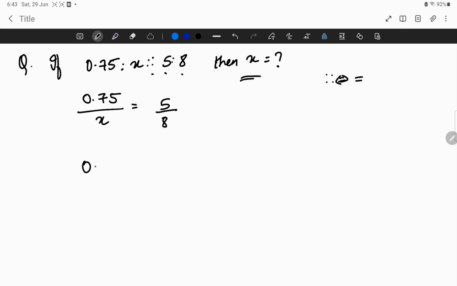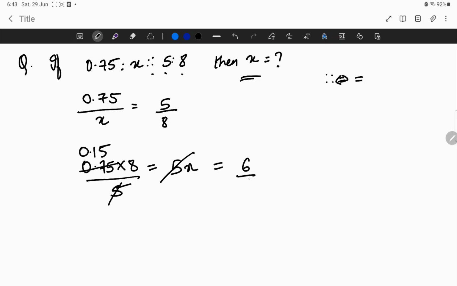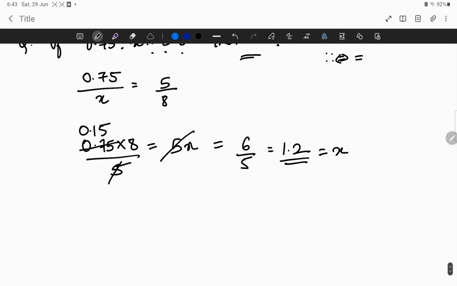So we cross multiply here. So 0.75 into 8 is equal to 5x. We divide this by 5 and this gets cancelled then. 5 ones are 5, 0.15. So your x is equal to 0.15 into 8, which is 6 by 5, which is equal to 1.2. So your x is equal to 1.2.